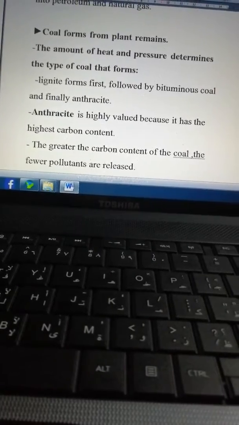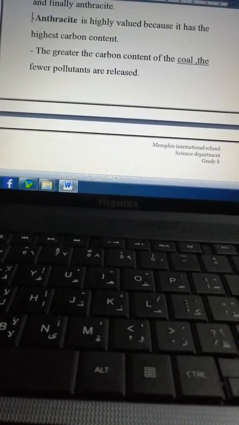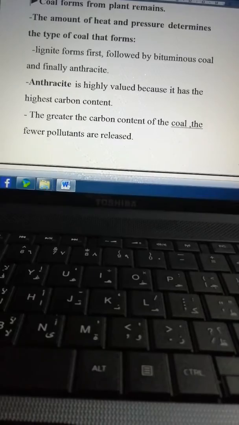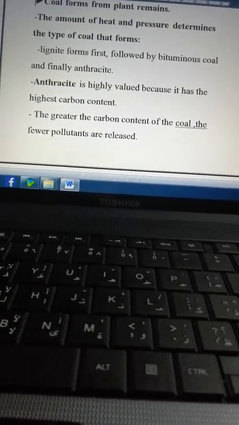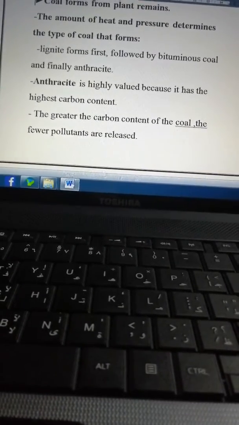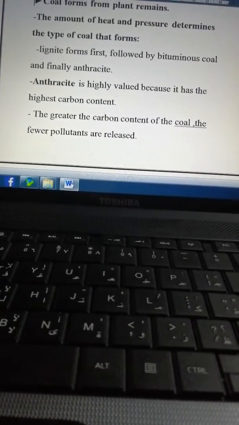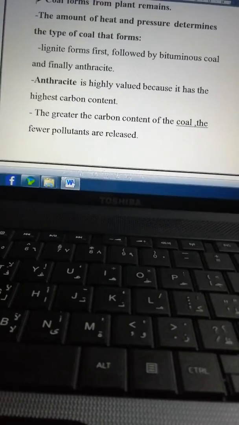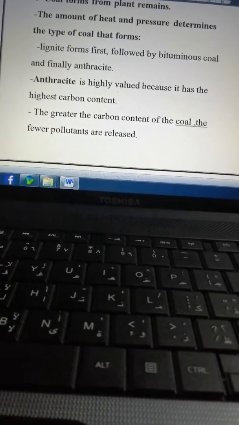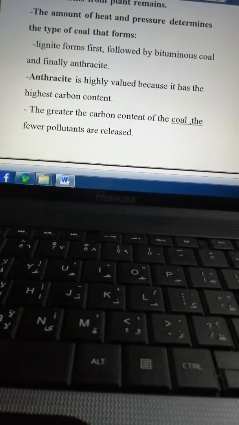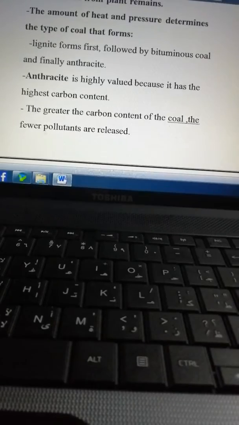And now we will know the formation of coal. Coal forms from plant remains. The amount of heat and pressure determines the type of coal. Coal has 3 types: lignite, bituminous, and anthracite. Lignite forms first, followed by bituminous, and finally anthracite.